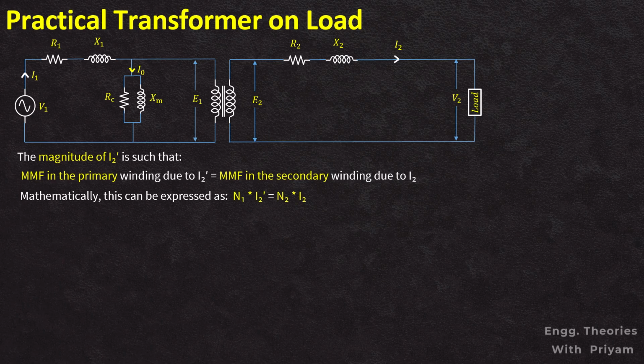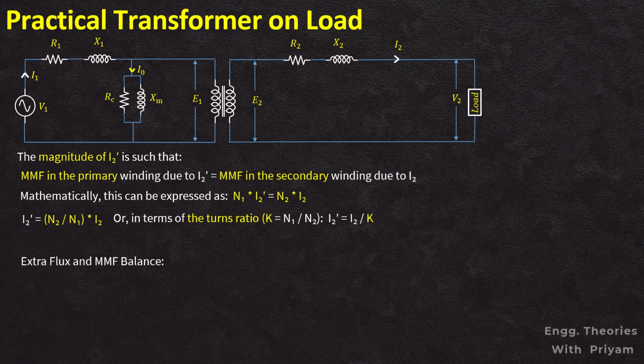Or mathematically, this can be expressed as N1 into I2 prime is equal to N2 into I2. Solving for I2 prime will give us I2 prime is equal to N2 by N1 into I2, or in terms of turns ratio, I2 prime is equal to I2 by K. Extra flux and balance of MMF equation.